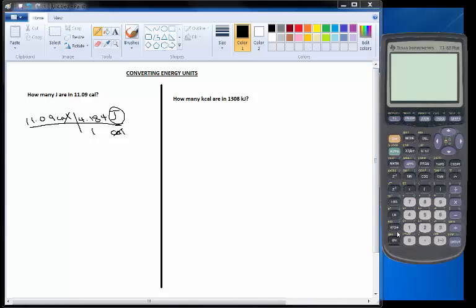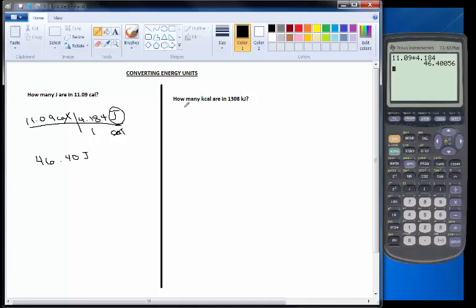And if we go over to our calculator, you will see that 11.09 times 4.184 is equal to 46.40056. Because our original problem included 4 significant figures, our final answer must also include 4 significant figures. So the correct answer is 46.40 joules.